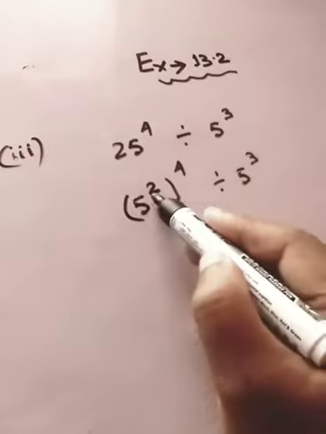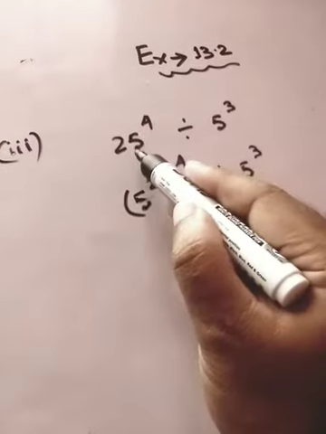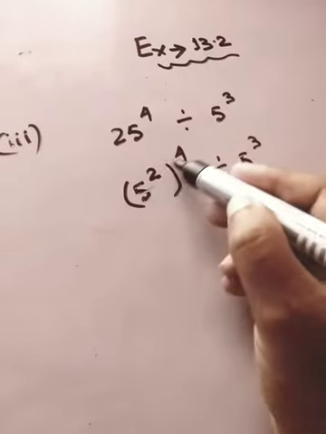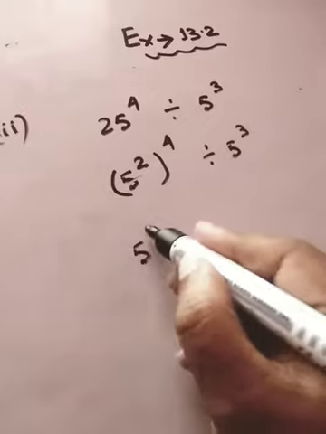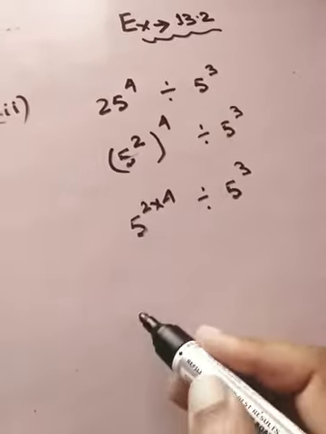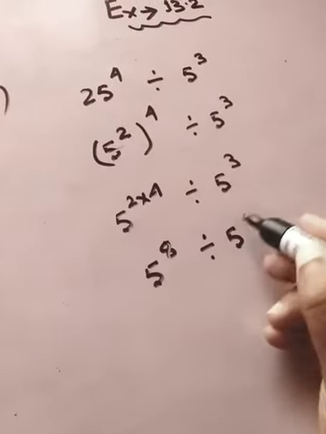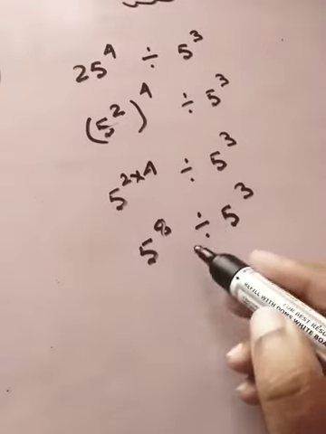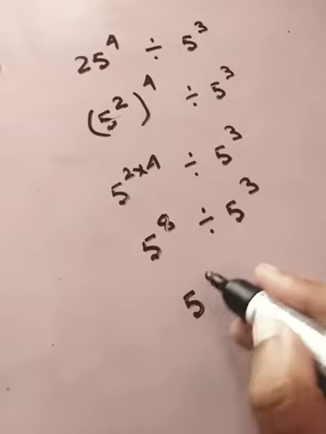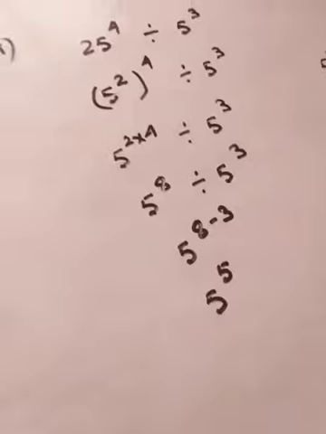In place of 25 I have written 5 square, and this 25 was already carrying the power 4. So when I am writing 5 square in place of 25, I have to also write this 4. Now what do we have to do with these powers? We have to multiply them. 2 into 4 divided by 5 to the power cube. Now this would be 5 to the power 8 divided by 5 to the power 3. These two terms are carrying the same base and they have a division sign in between. So we have to subtract the powers. So the answer would be 5 to the power 5, isn't it?